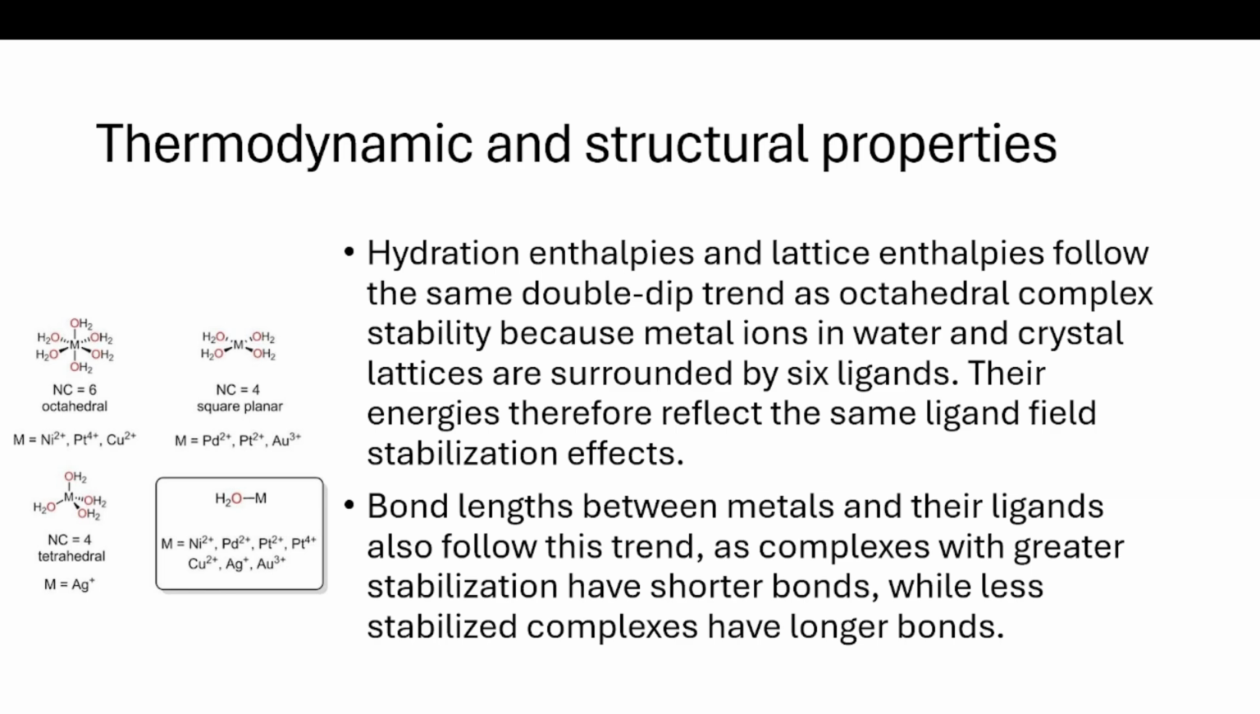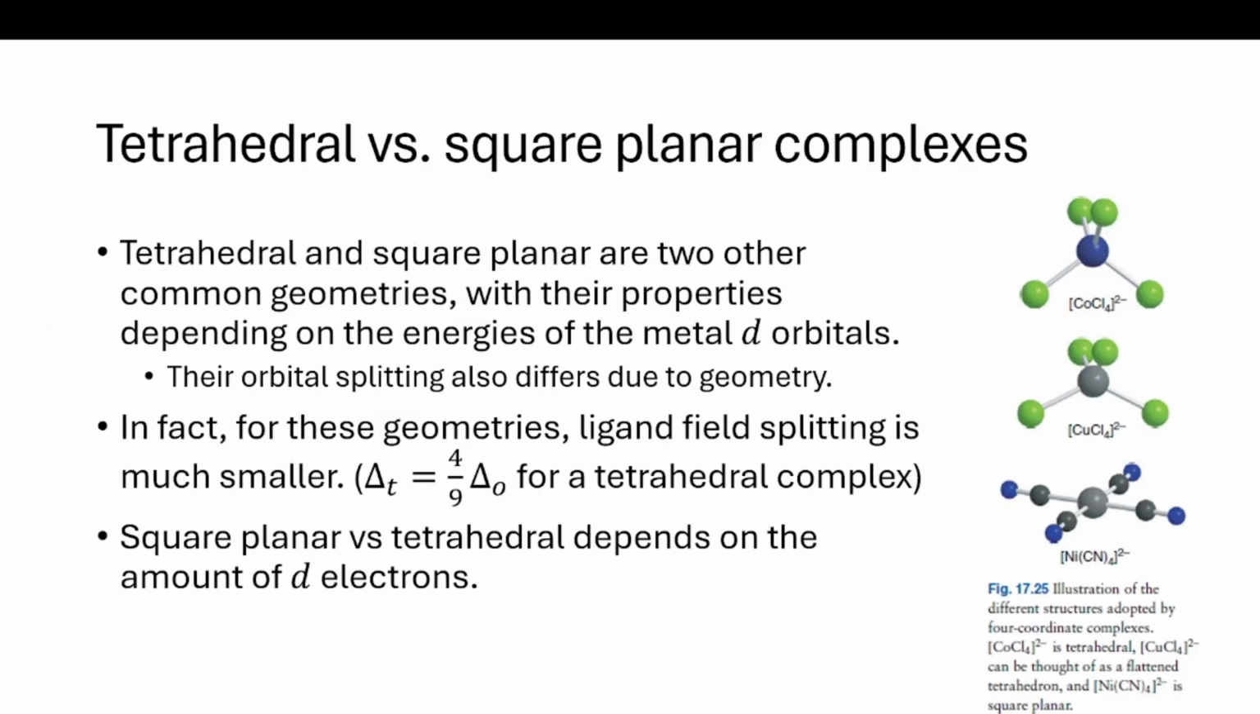And in fact, bond lengths also follow this trend, as greater stabilization in complexes gives you shorter bonds, while less stabilized complexes have longer bonds. That was enough about octahedral complexes for now. Let's talk about tetrahedral and square planar complexes.